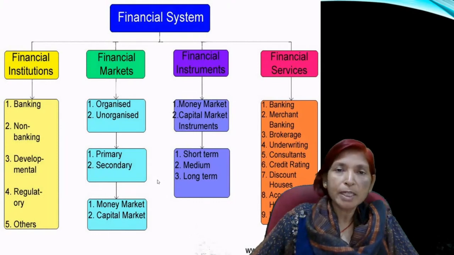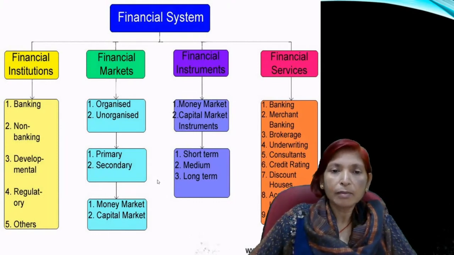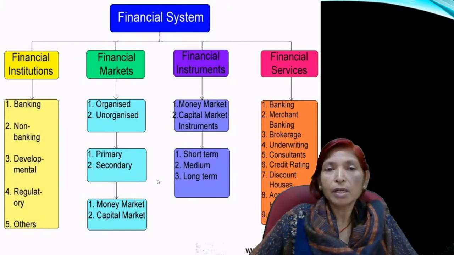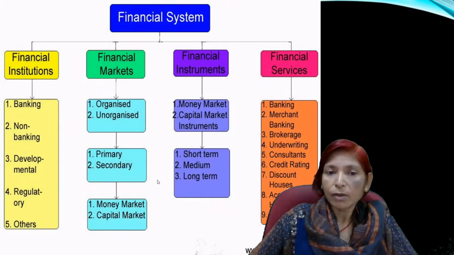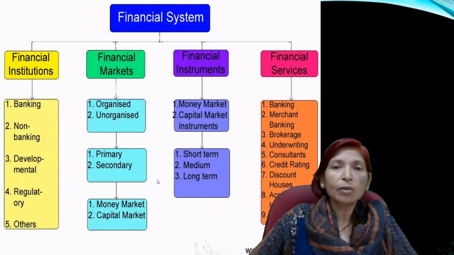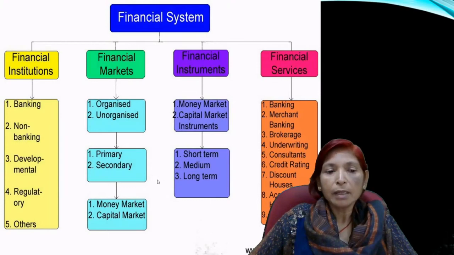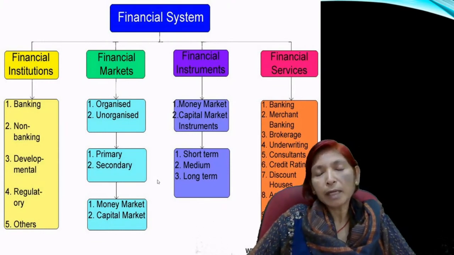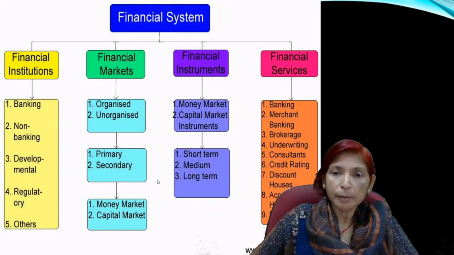In financial instruments we include two types of instrument. One is money market instruments. In money market instruments, we include treasury bills, commercial bills, certificates of deposits, etc. And in capital market instruments we include equity and debt, and also primary market, secondary market, derivative market, etc. So money market and capital market instruments are based on short time period, medium time period, and long time period.